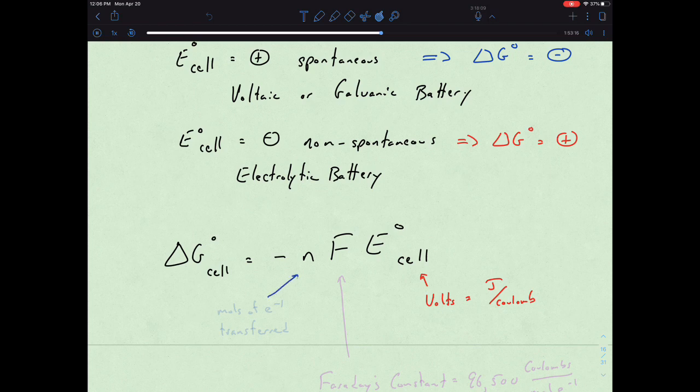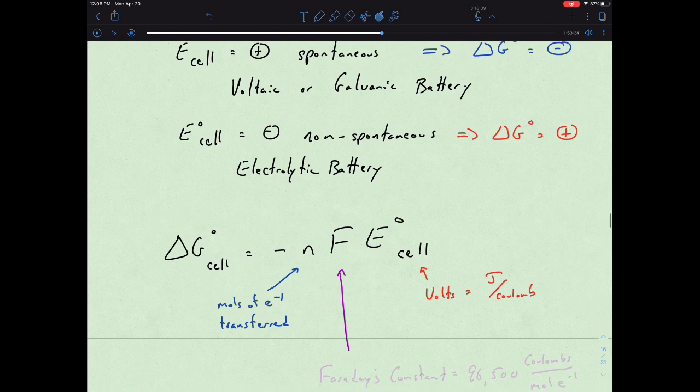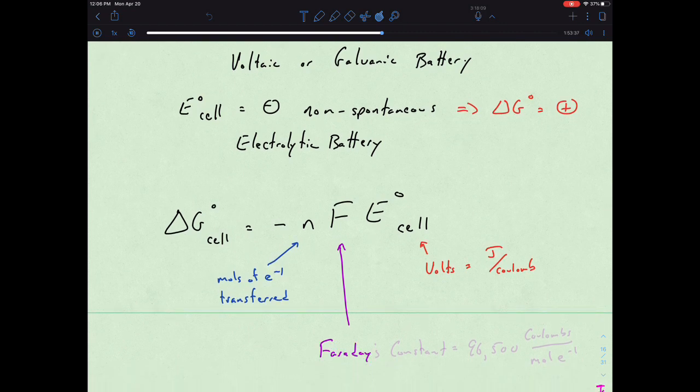We have N here, which is moles of electrons transferred. And then we have Faraday's constant, which is equal to 96,500 coulombs per mole of electrons. So this is a way to relate our cell potential to our delta G.